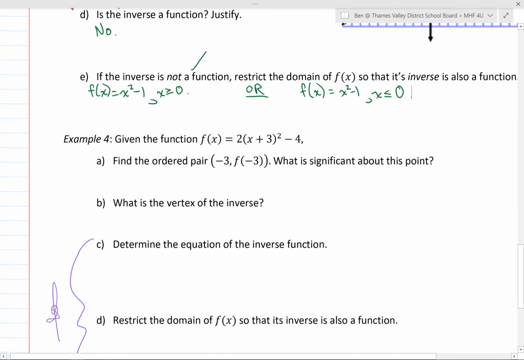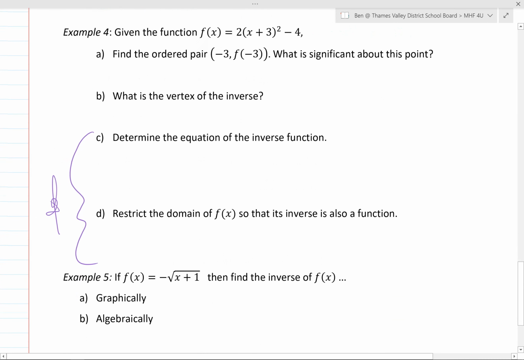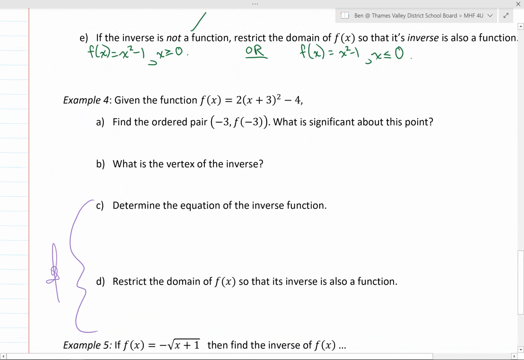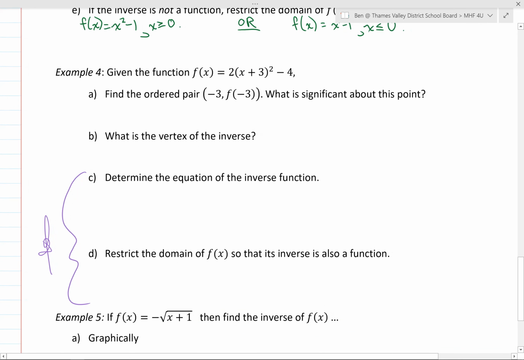Now, example 4, we are just going to power right through this, folks. Most of the examples in this lesson we are going over here in the video. So we're going to work here. We're given this quadratic function. It's being transformed, and we want to find the ordered pair negative 3 and f at negative 3.